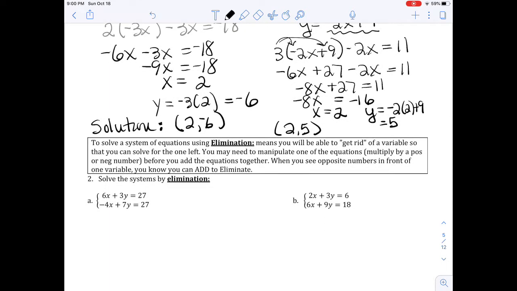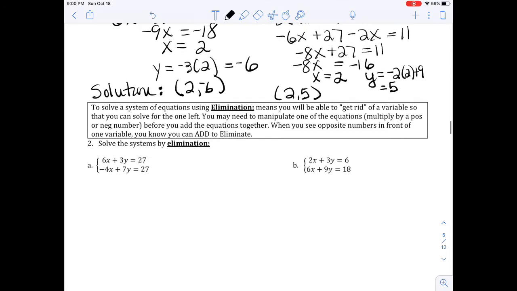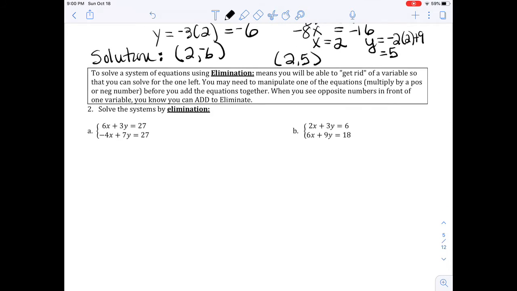That is solving systems by substitution. So the idea is that you substitute one of the variables so that you end up with a single equation with one unknown. A second way to solve linear systems and nonlinear is called the elimination method.